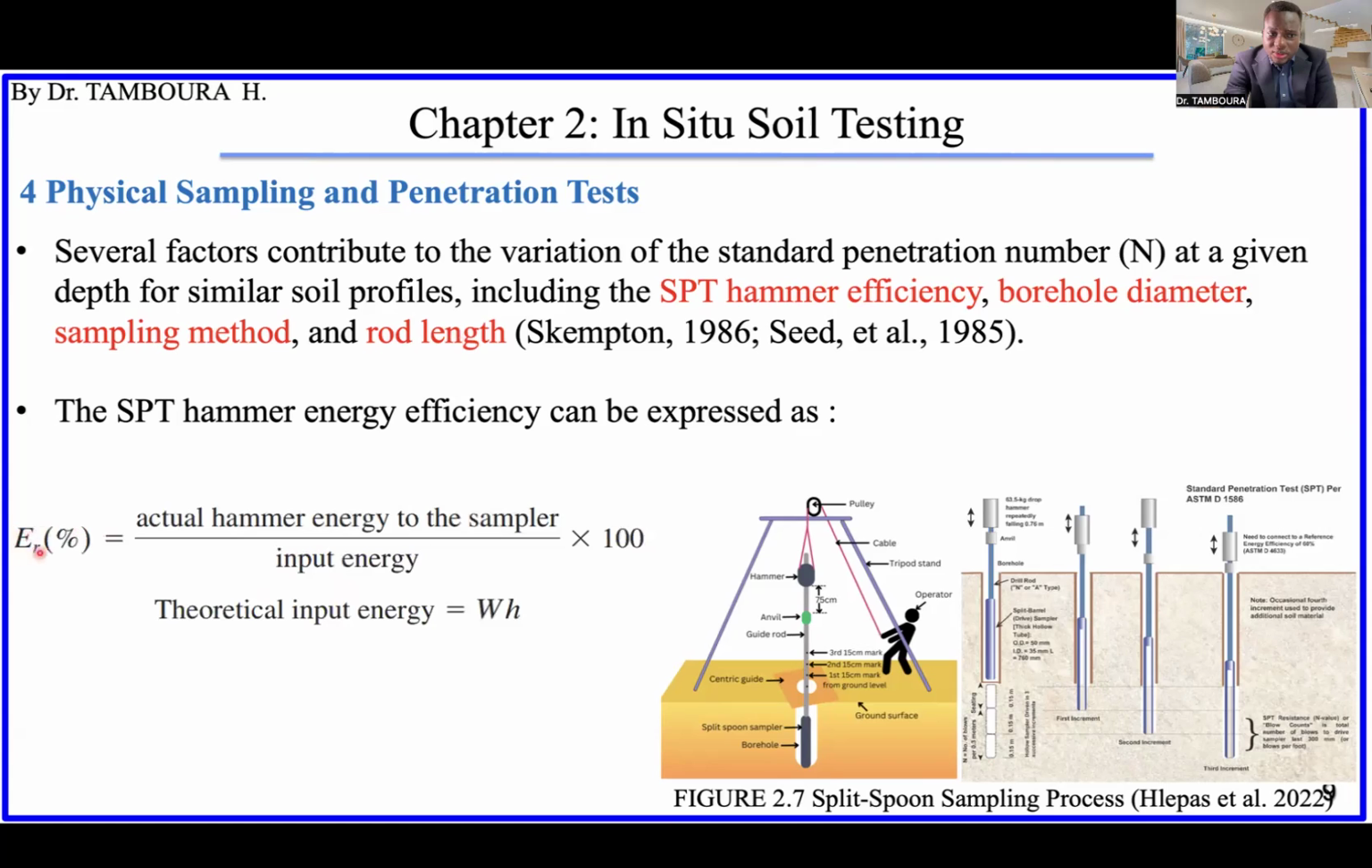Okay, ER in percentage, the actual hammer energy to the sampler, and the input energy. Okay, the theoretical input energy is just this one, W times H. What is the meaning of this? It means the W is the weight of your hammer. Okay, H is the height from which the hammer is falling. Okay, weight multiplied by H, it is potential energy due to gravity.